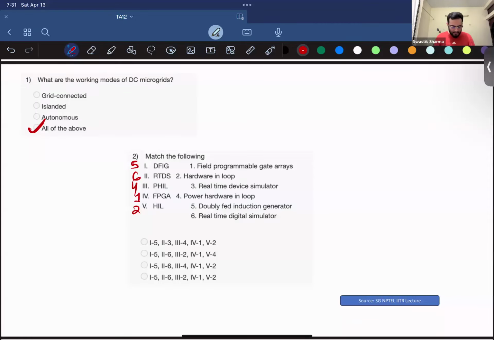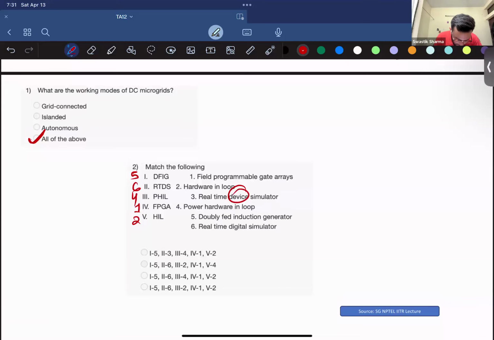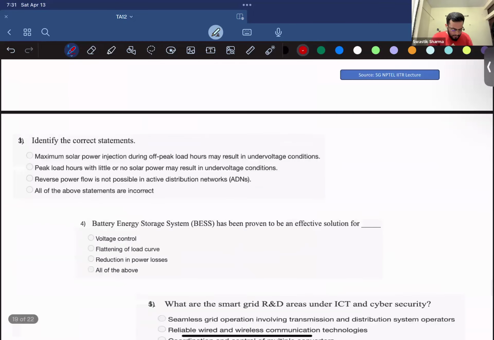Oh, so they had 6. I thought they miswrote this. Okay, so the answer is 56412. Yes, C is the correct answer. Let's move on. Next question.